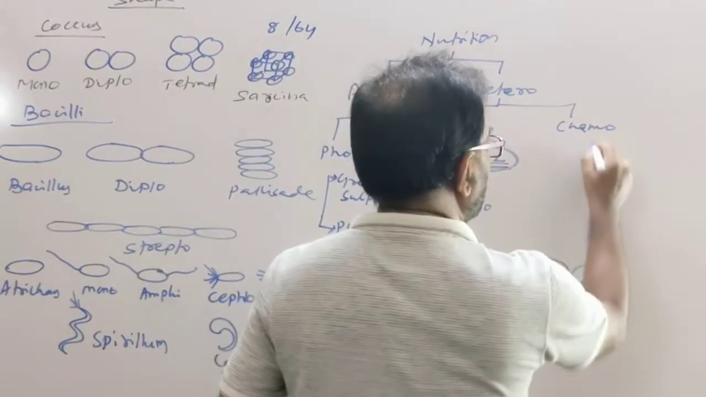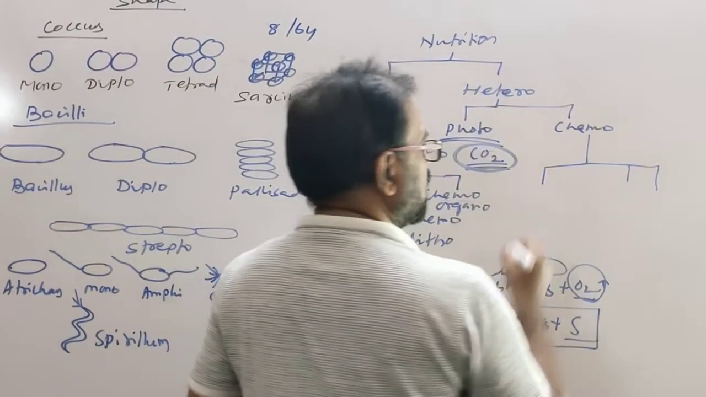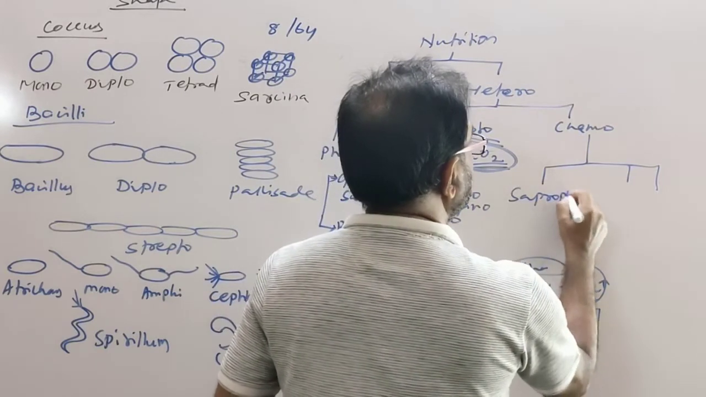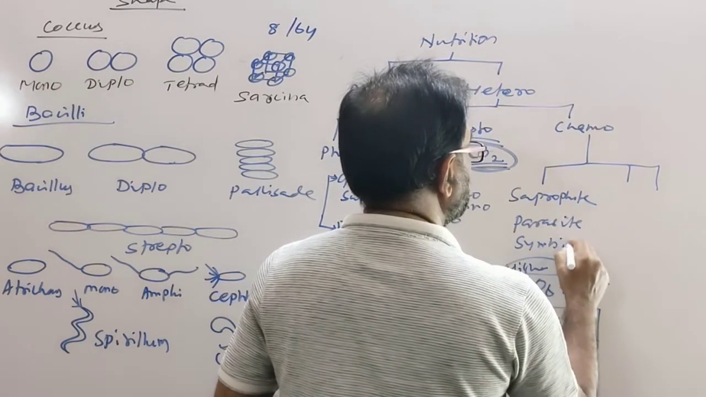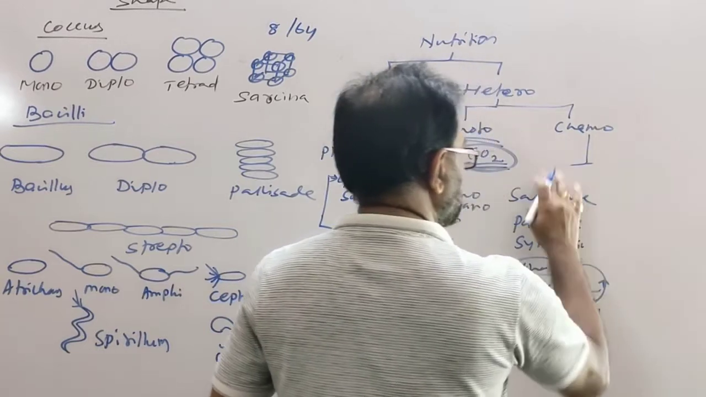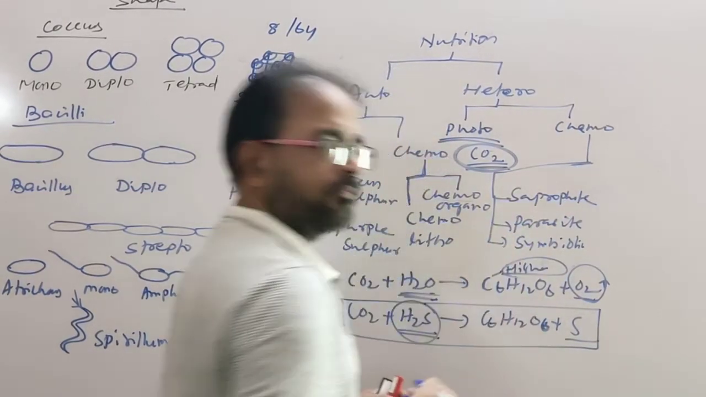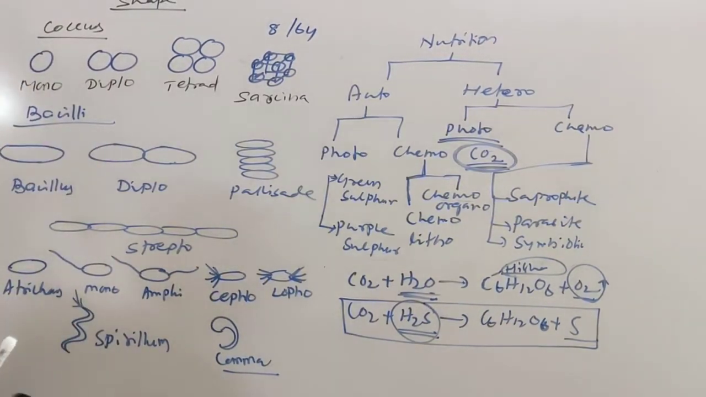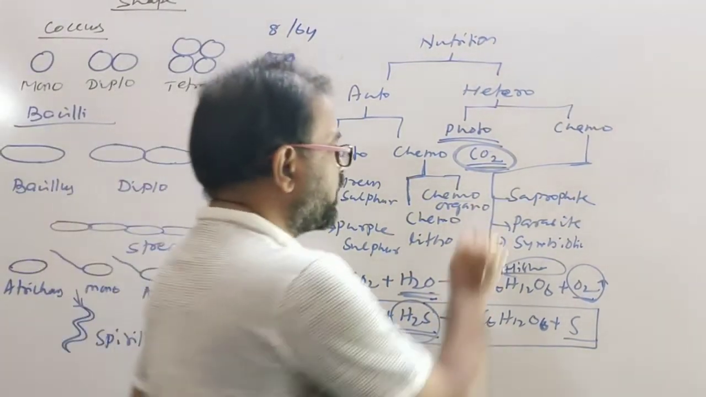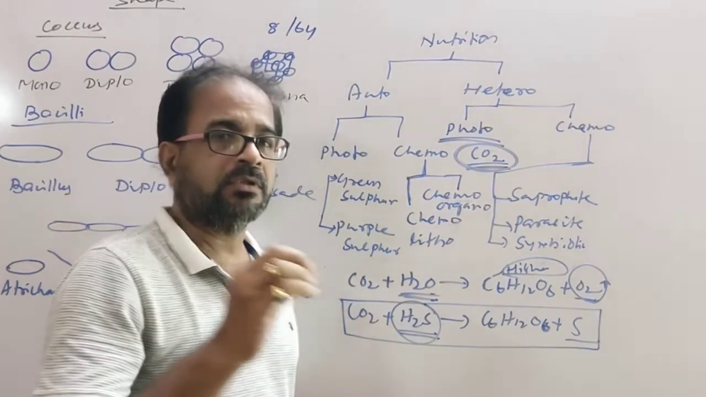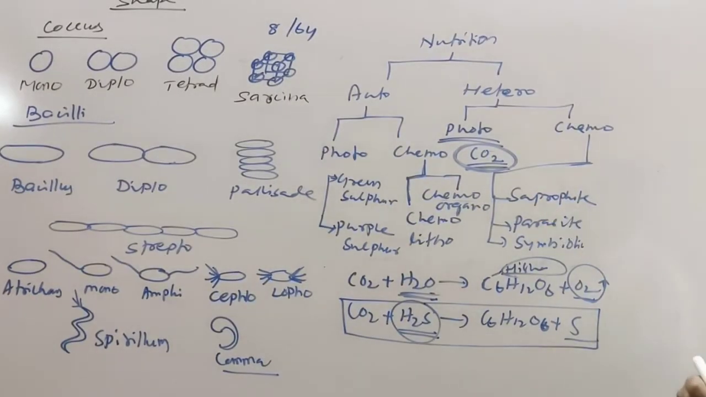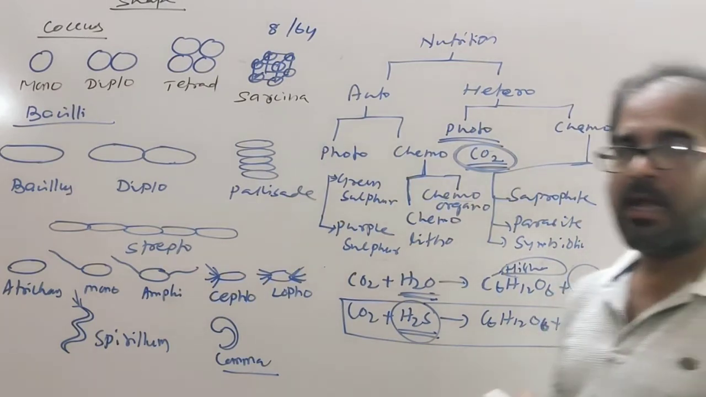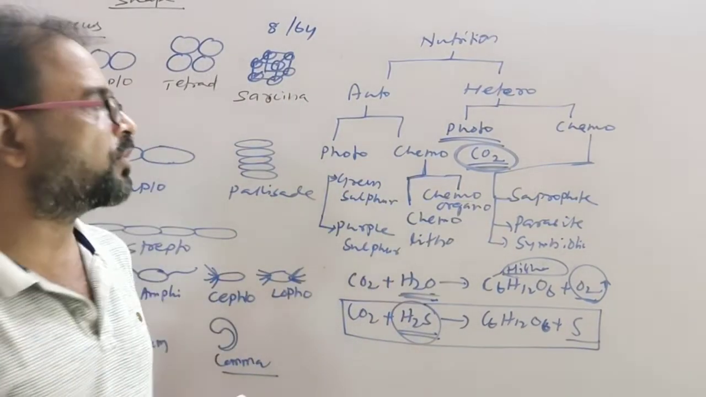The chemoheterotrophic again has three types. These are saprophyte, second is the parasite, and third is the symbiotic. It is of three types: saprophytic, parasitic, and symbiotic. Saprophytic means they depend upon dead decomposed materials for nutrients. They depend upon dead bodies for the nutrients. Parasites depend upon other living beings for nutrients. That is the host. And symbiotic is a mutual relationship between two organisms.